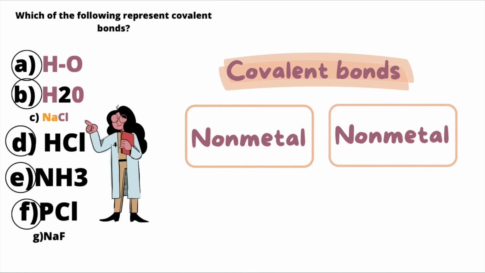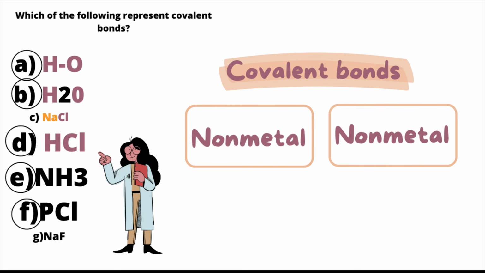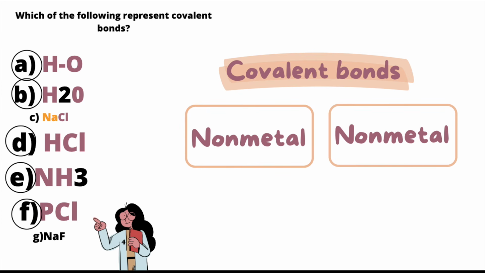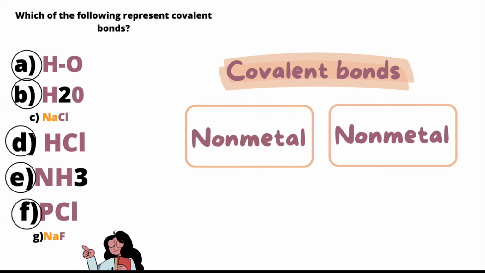Here we have Na and Cl, sodium and chlorine. Sodium is actually a metal and chlorine is our nonmetal. Metal and nonmetal is an ionic bond, so this is not a covalent bond. HCl, again, we have 2 nonmetals. That's a covalent bond. NH3, we have 2 nonmetals. This is also a covalent bond. PCl, phosphorus and chlorine. These are both nonmetals, so this is a covalent bond. NaF. So again, sodium is a metal and fluorine is our nonmetal. So metal and a nonmetal is an ionic bond, not a covalent bond.